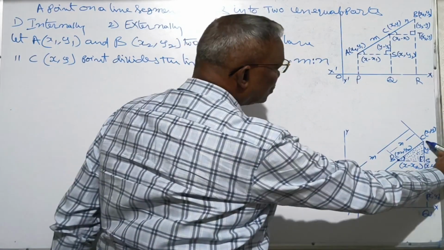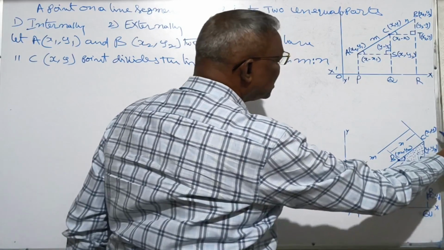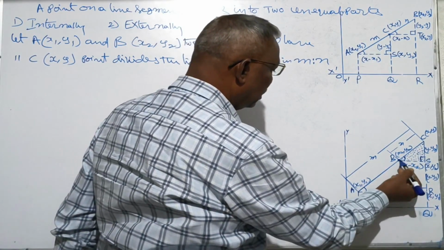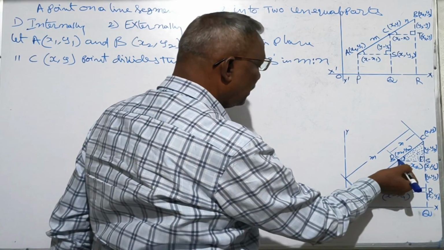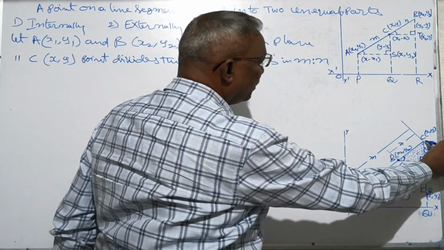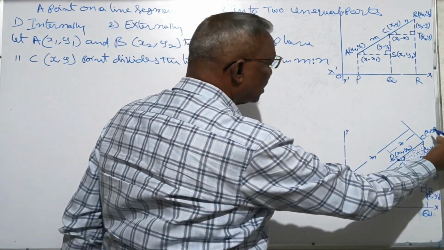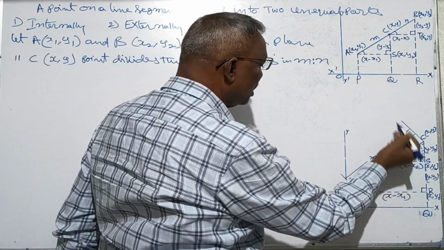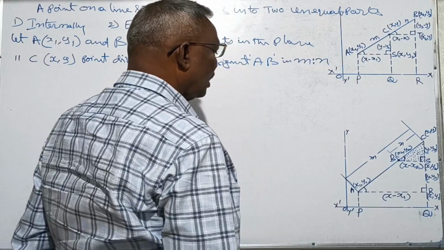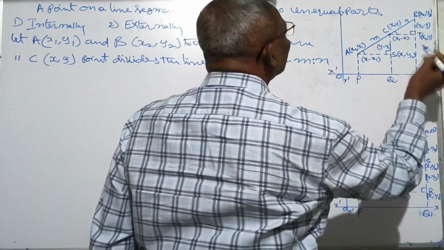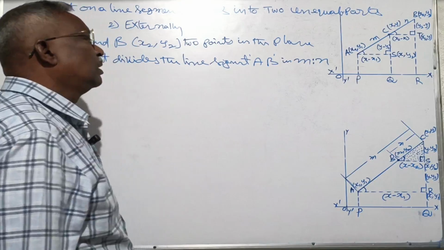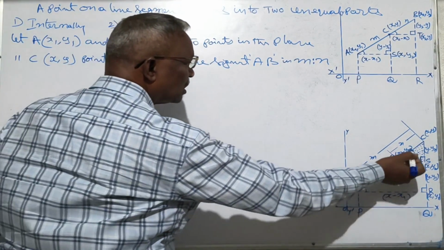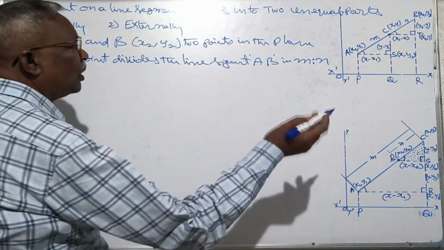Here, point C is outside of the line segment, that is externally. The line segment is AB, and C is outside, that is externally. It divides the line segment in the ratio m is to n. What are the coordinates of x and y? Here also, what are the coordinates of x and y?